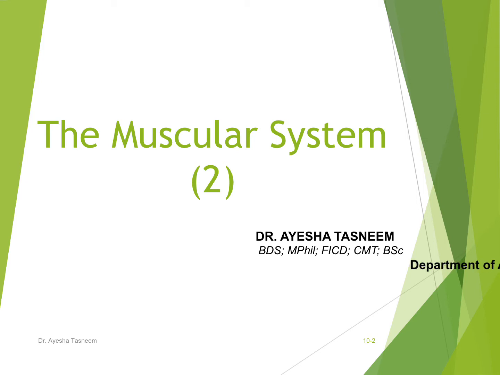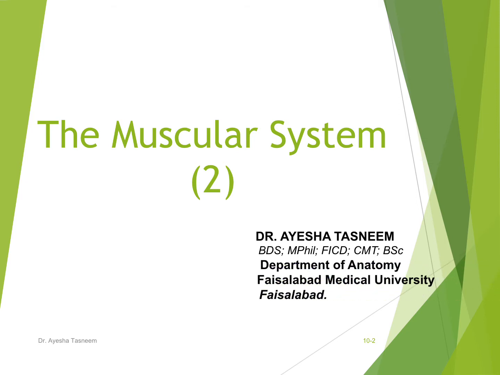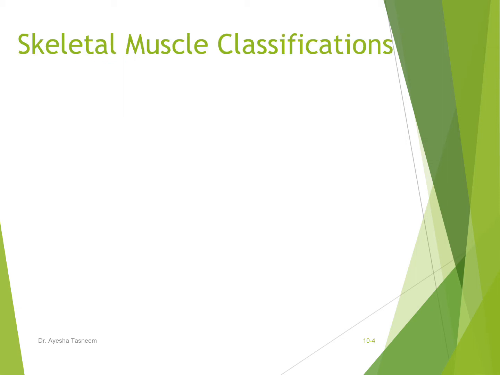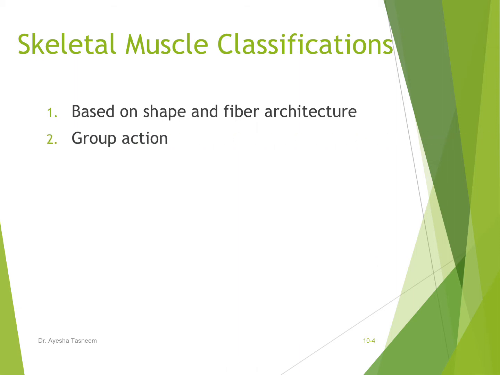Today we will discuss skeletal classifications of the muscles. By the end of this lecture, you will be able to answer about the types of classifications along with their examples. Mainly, the skeletal muscle classification is based upon two types. Firstly, we classify it on the basis of shape and fiber architecture. The second type of classification is according to its action, how the muscle acts.